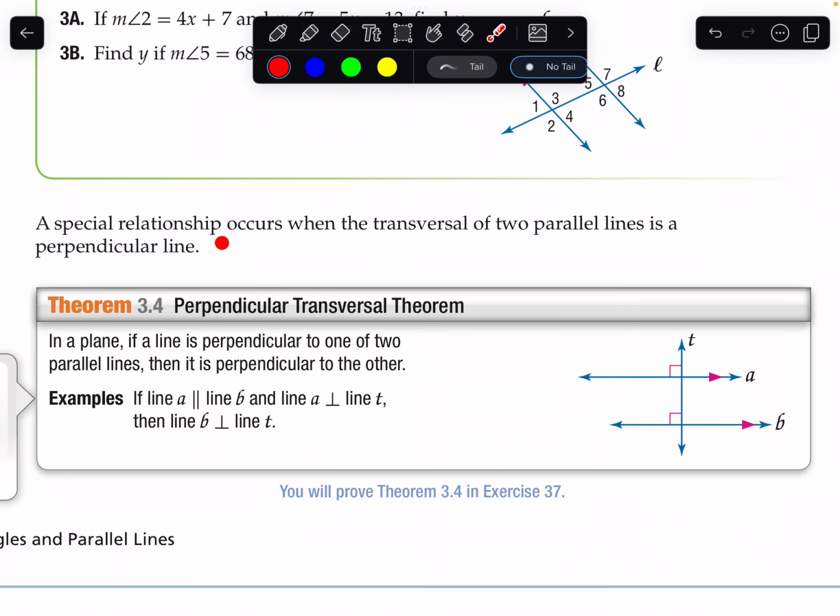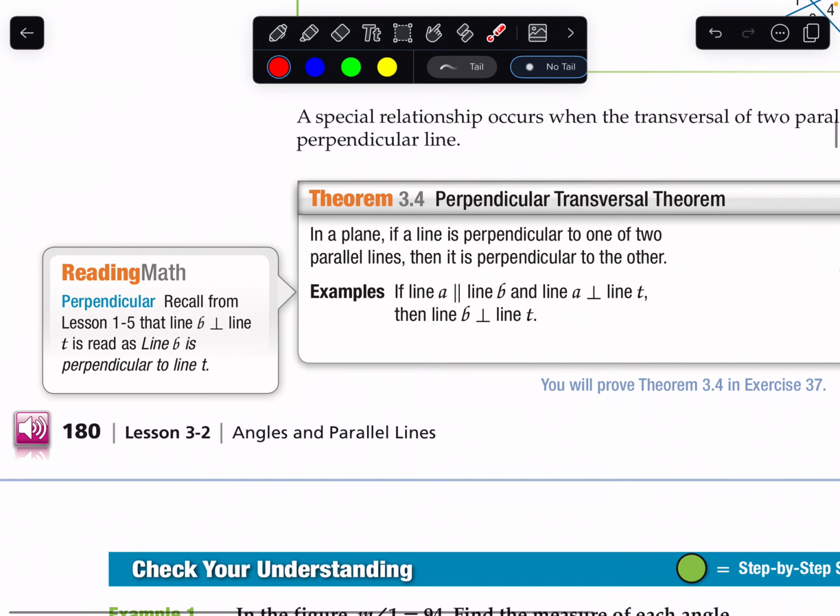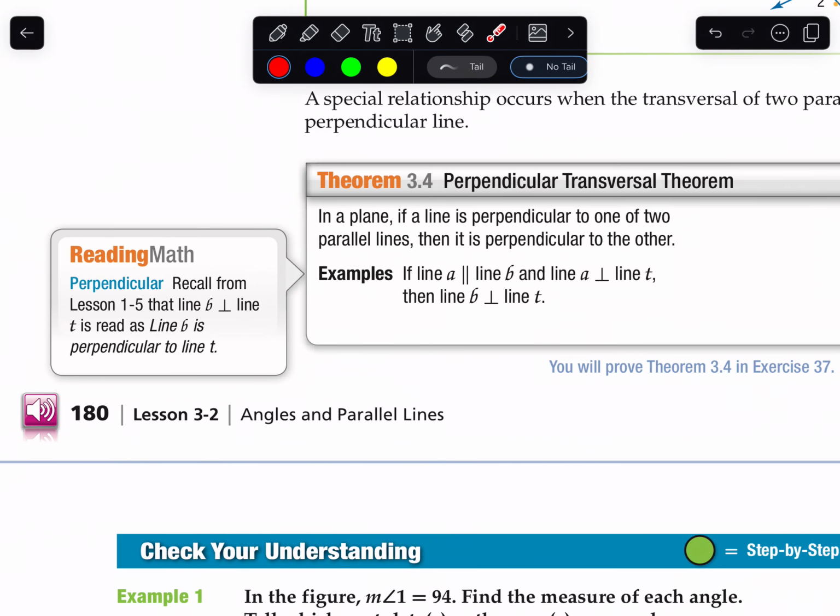Now, a special relationship occurs when the transversal of two parallel lines is a perpendicular line. In a plane, if a line is perpendicular to one of two parallel lines, then it is perpendicular to the other one. I bet if you thought about this for more than 5 seconds, you would agree it's fairly obvious. But we could prove this using our other angle theorems if we wanted to. Don't forget that this upside down capital T is read as line B is perpendicular to line T.